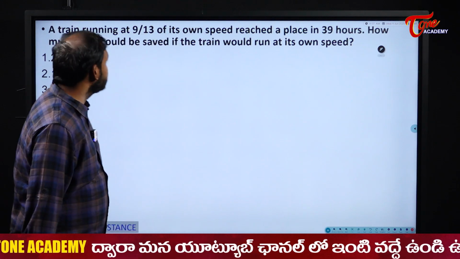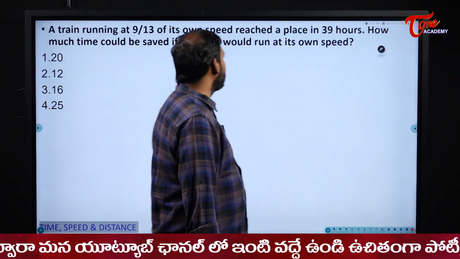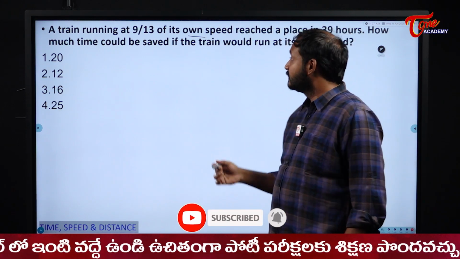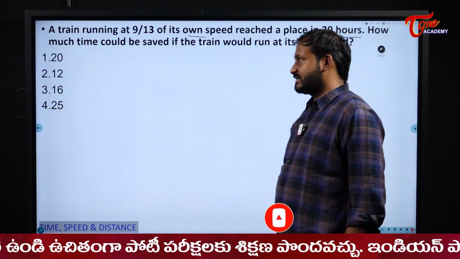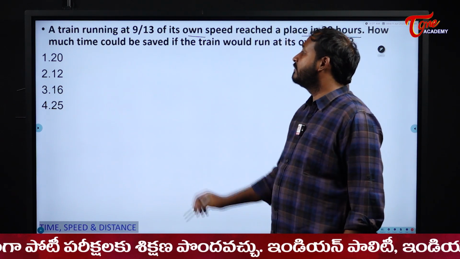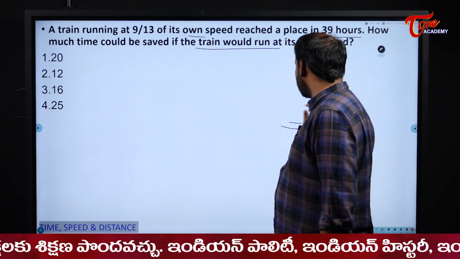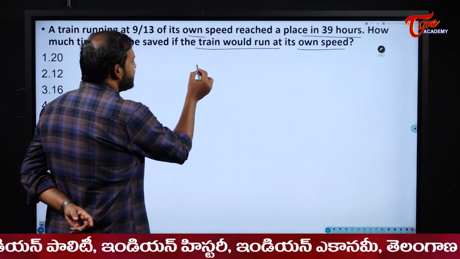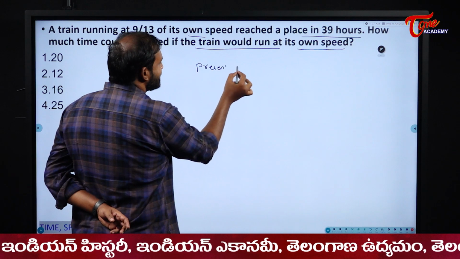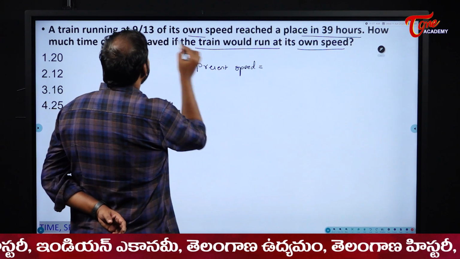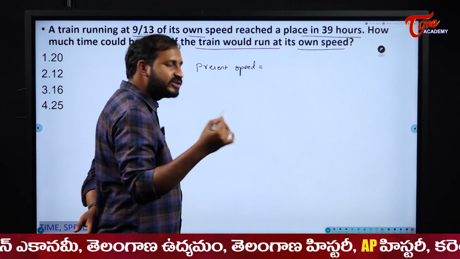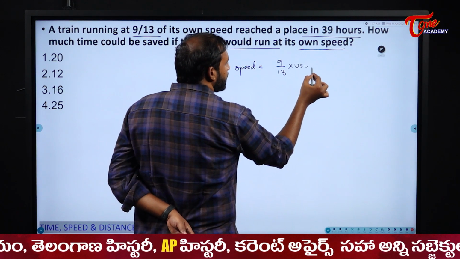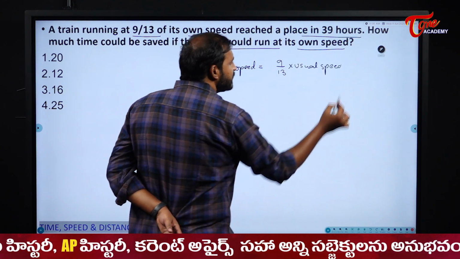Now, see here students, a train running at 9/13 of its usual speed reached a place in 39 hours. How much time could be saved if the train would have run at its own speed? Assume the present speed. The present speed is 9/13 of its own speed, which means its usual speed.